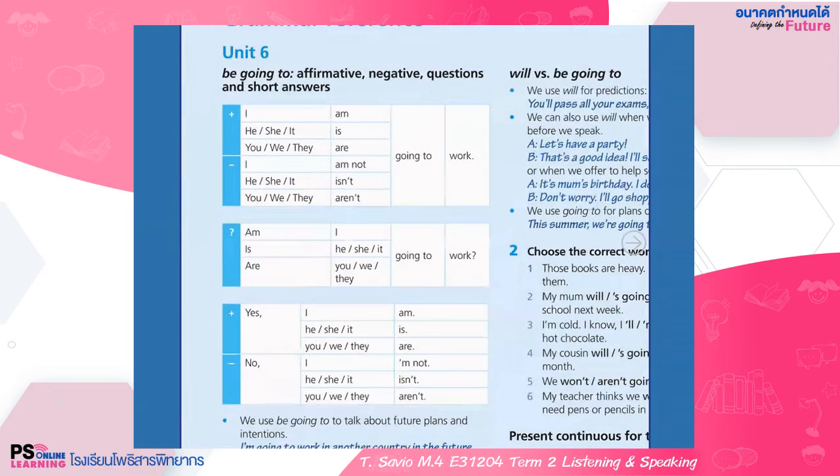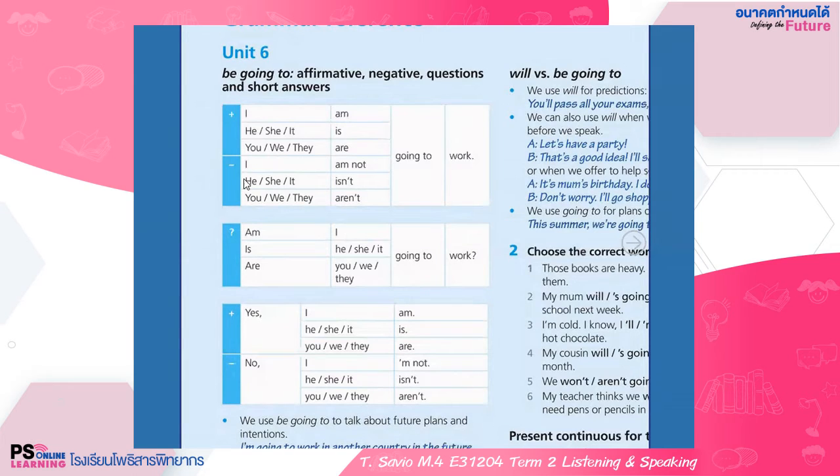This is the grammar reference. Be going to affirmative, negative, questions, and short answers. In the affirmative form, I am going to work. He is going to work. She is going to work. It is going to work. You are going to work. We are going to work. And they are going to work.